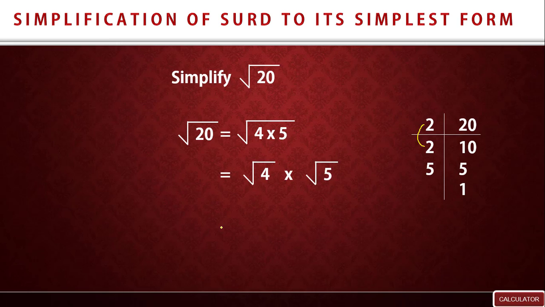Square root of 4 times square root of 5. Next thing will be, what is the square root of 4? Square root of 4 is 2, and then we have 2 multiplied by square root of 5. So our answer will now be 2 root 5.